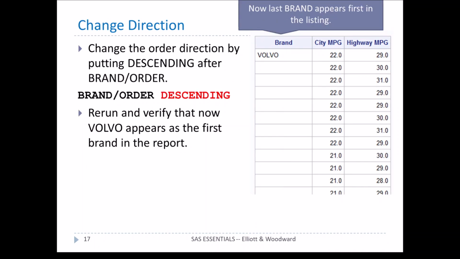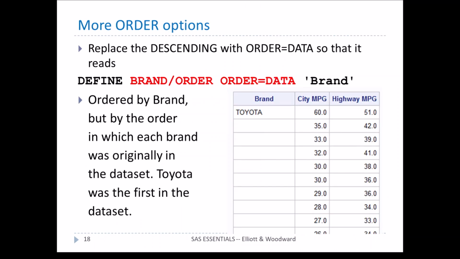If we put descending as part of the definition, where we have brand/order descending, then Volvo becomes the first one listed, and then it's in reverse alphabetical order. And there are some other order options we could use. We could use order equal data, which orders it by brand, but in the order in which the brand was originally in the data set. Occasionally you might want to use that.